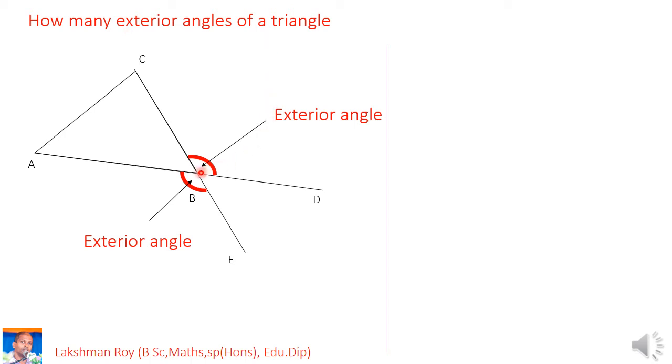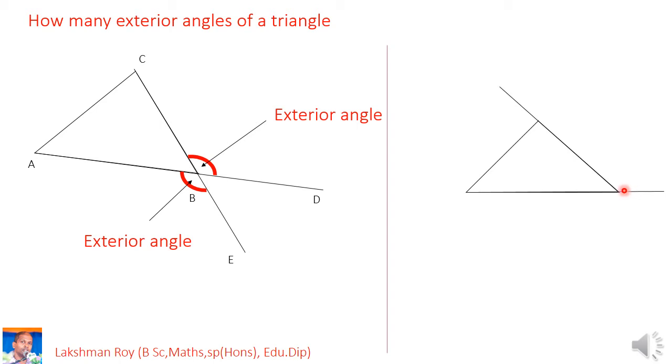So if we go to the exterior angles of a triangle, we consider only one exterior angle. This angle or this angle, only one, right? So by using that result, we consider one exterior angle at each vertex. At each vertex there are two exterior angles, right? But we take only one exterior angle, right?